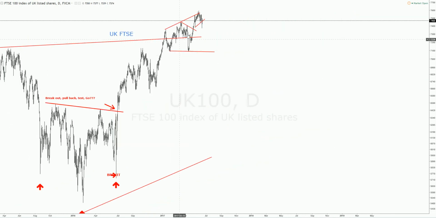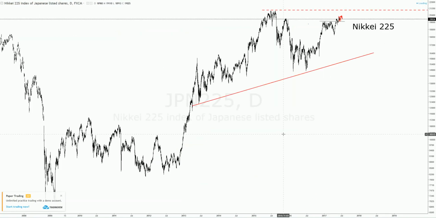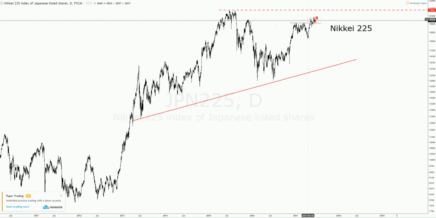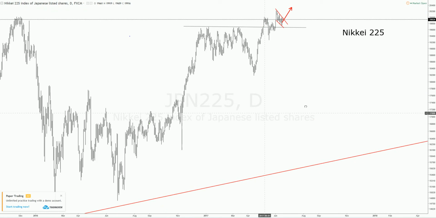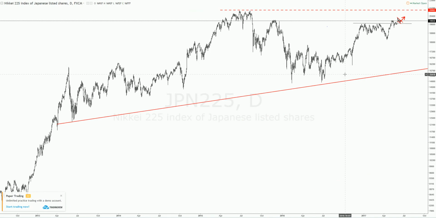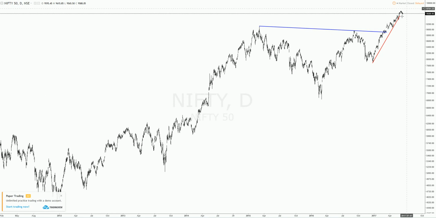UK broke out. You know, it's struggling in here. It's all over the place. Right. Japanese Nikkei. You know, whatever. Just broke above. If the yen falls, we're looking for upside in the Nikkei stock market. Nifty 50 broke out very nicely. Again, we have this nice tight consolidation. Moving higher. Boom, down.